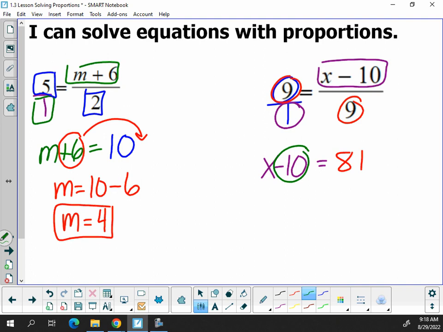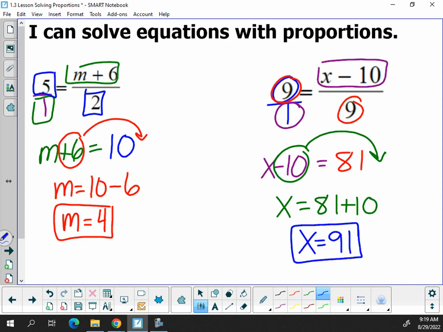I'm going to move my minus 10 over here because 81 doesn't have an x, 10 doesn't have an x. When I switch the side of the equal sign, that 10 becomes positive. And so I get x to be 91.